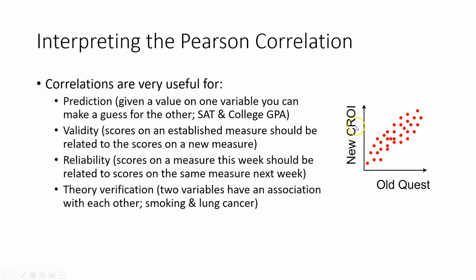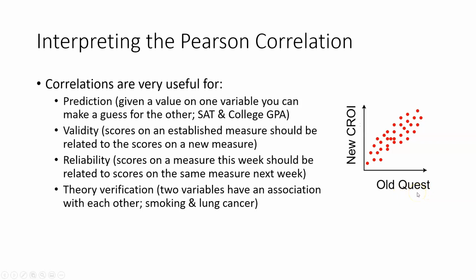But there's a new measure that's called the CROI. That stands for the Circumflex Religiosity Orientation Inventory. And the CROI measures a lot of different components, but one of those things is kind of seeking behavior. And you'd expect that if this new measure of seeking behavior in religious contexts is a good measure, that it should be related to the old measure of quest. And so you could use a correlation to validate the new measure, CROI, using scores on the old quest inventory.